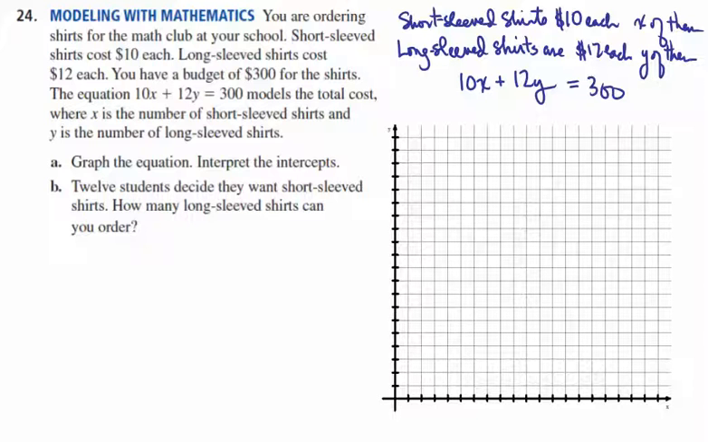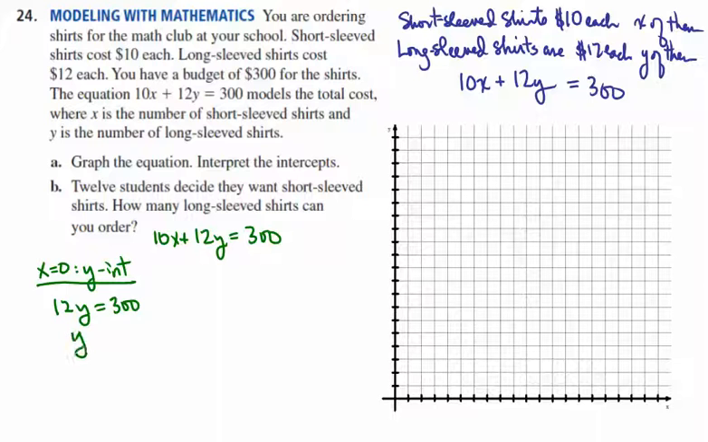Alright, so let's find our intercepts so we can graph them. We have 10x plus 12y is equal to 300. When x is equal to 0, we're going to get our y-intercept, and we have the equation 12y is equal to 300. If you use your calculator, you'll see that 12 times 25 is 300. So we have the point x is 0, y is 25.